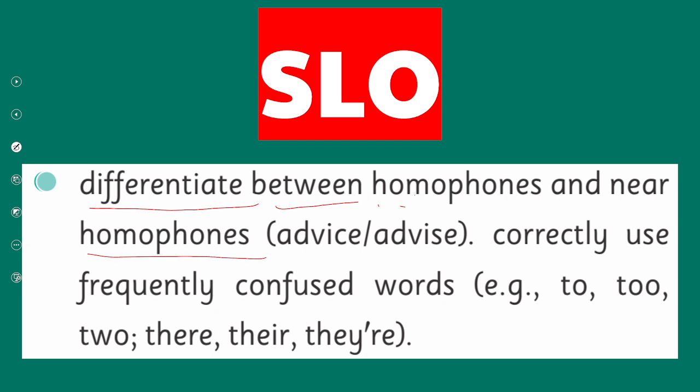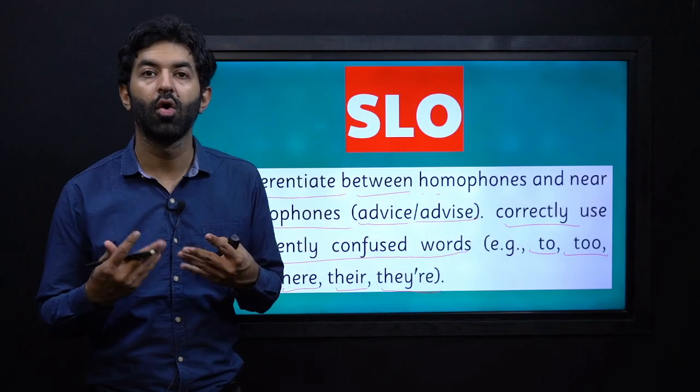For example, advice and advise. Correctly use frequently confused words. For example, to, too, and two. There, their, and they're. Yes. Students, first, let's talk about homophones.